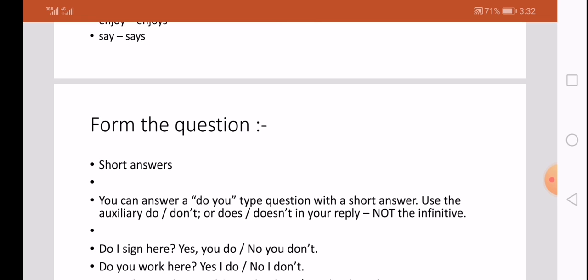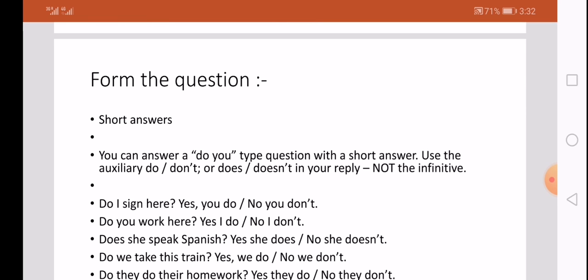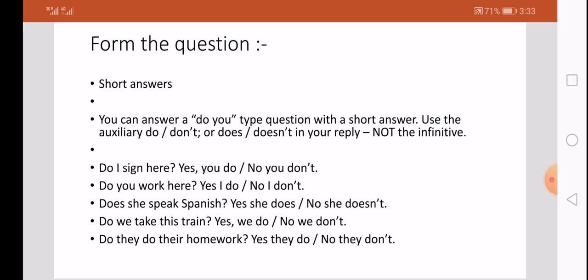So if we need to form a question with yes or no, here we are going to use either do or does for the question. And for the negative, we are going to use do not or does not. You can answer a yes/no question with a short answer. Use the auxiliary do or don't, or does or doesn't in your reply. Note the infinitive. So, do you work here? Yes, you do. No, you don't. Do you work here? Yes, I do. No, I don't.